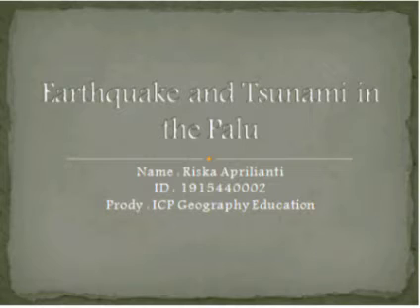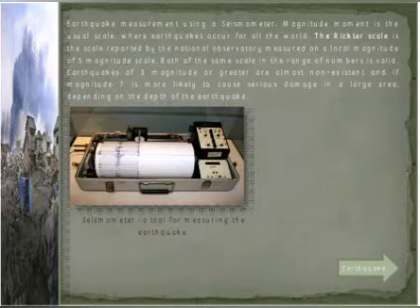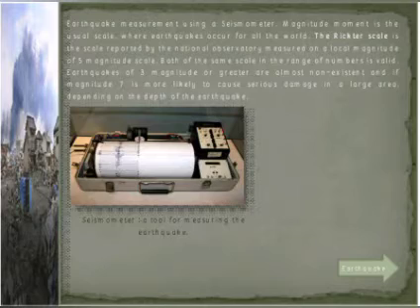Before discussing material about the earthquake and tsunami in Palu, I will first discuss what an earthquake and a tsunami are. Earthquakes are measured using a seismometer. Moment magnitude is the usual scale on which earthquakes all over the world are reported. The Richter scale is the scale reported by the National Observatory, measured on a local magnitude scale of 5. Both are the same scale in the range of numbers where they are valid.